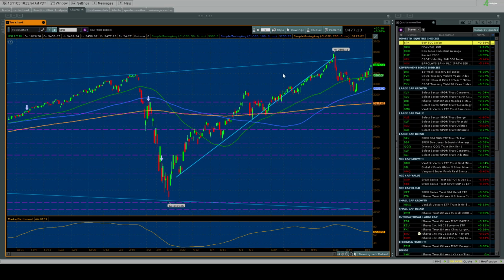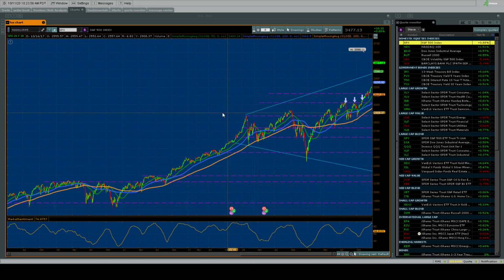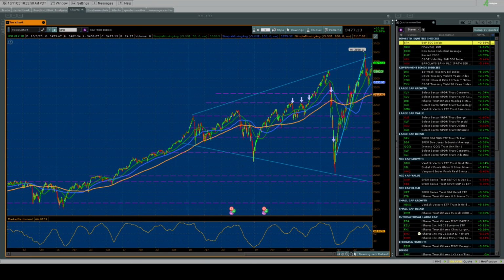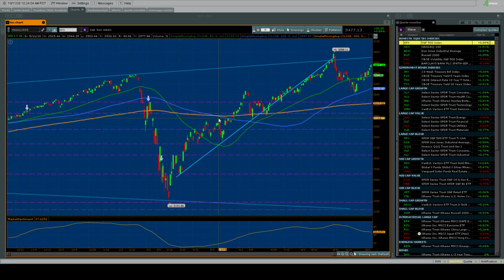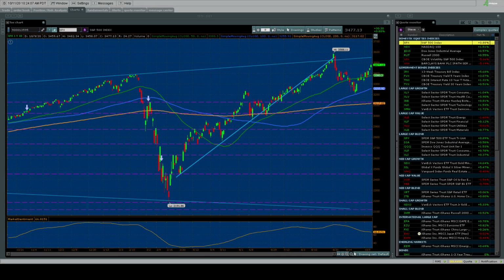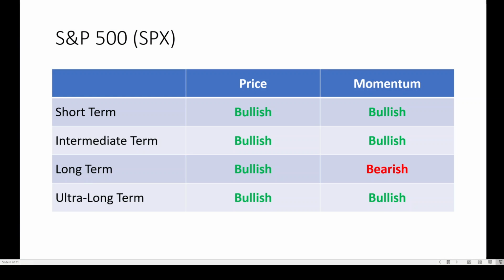Will it keep that megaphone pattern intact and break through and into a new bull market? Well, the bulls are certainly hoping so, and of course, the bears are not, but the trend does remain bullish for the moment. How about we switch over to the NASDAQ?